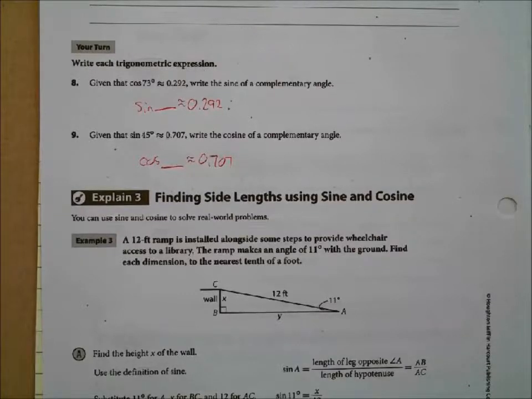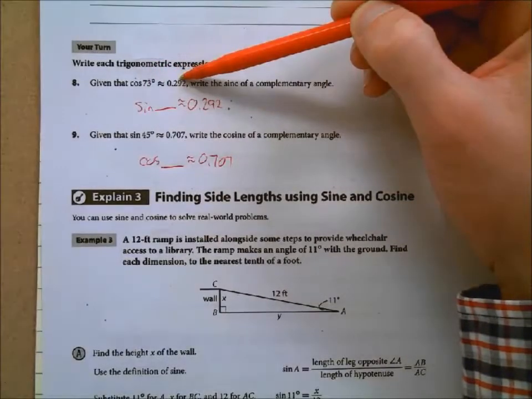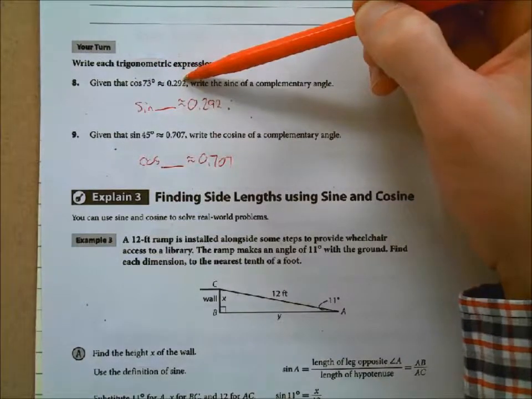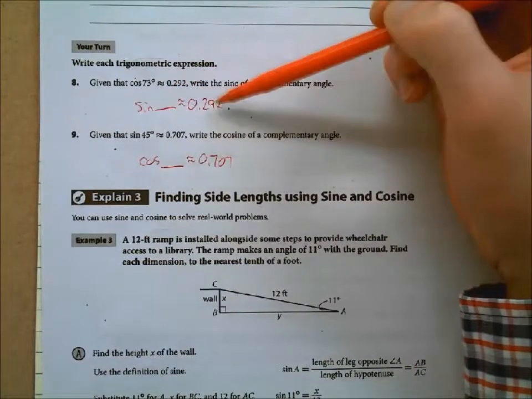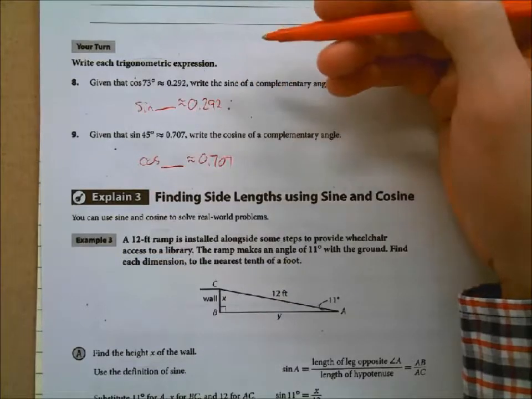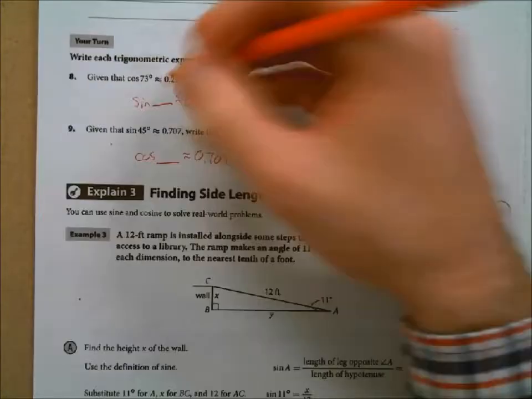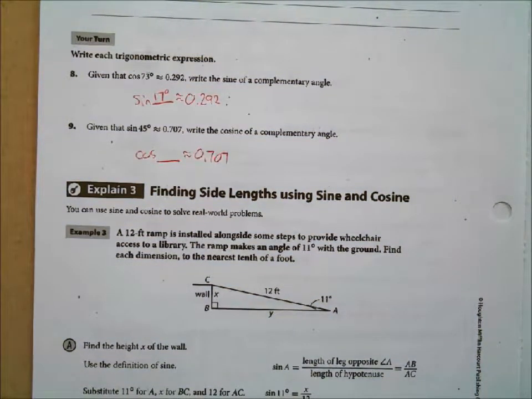All right. Time's up. Colin, do you have an answer for number 8? Not really sure? So if the cosine of 73 degrees is approximately 0.292, then the sine of what angle is going to give us that same ratio? Jackson, you want to help us out here? What's it going to be? Yeah, 17. Okay, so essentially it's the complement.